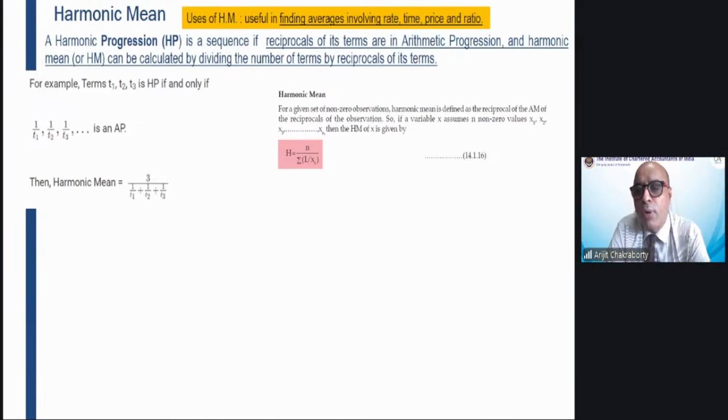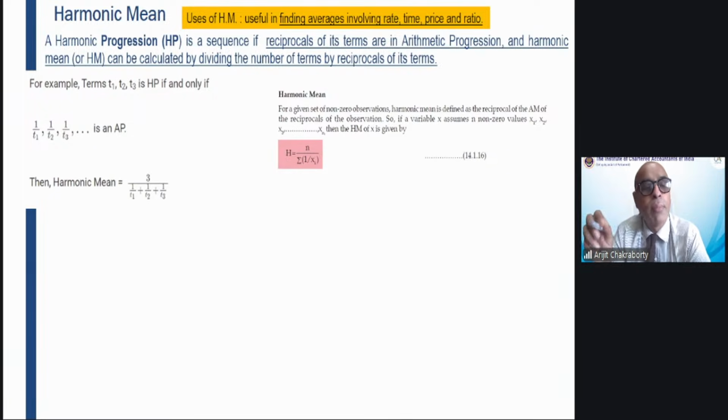Similarly, in case of harmonic mean, if a variable x assumes different values but not zero, say the values are x1, x2, x3 up to xn, then what is harmonic mean? Harmonic mean will be equal to n divided by sigma 1 by x.